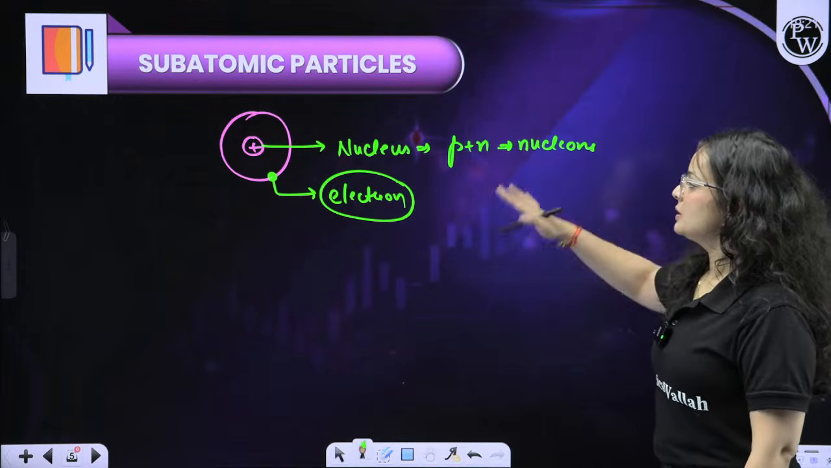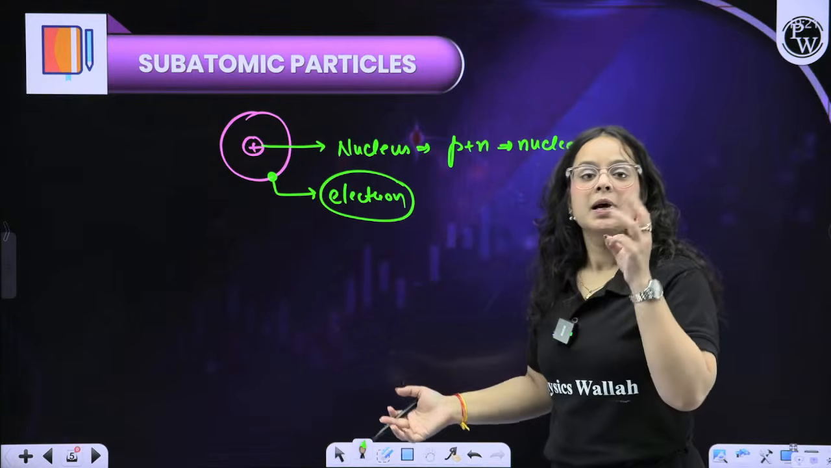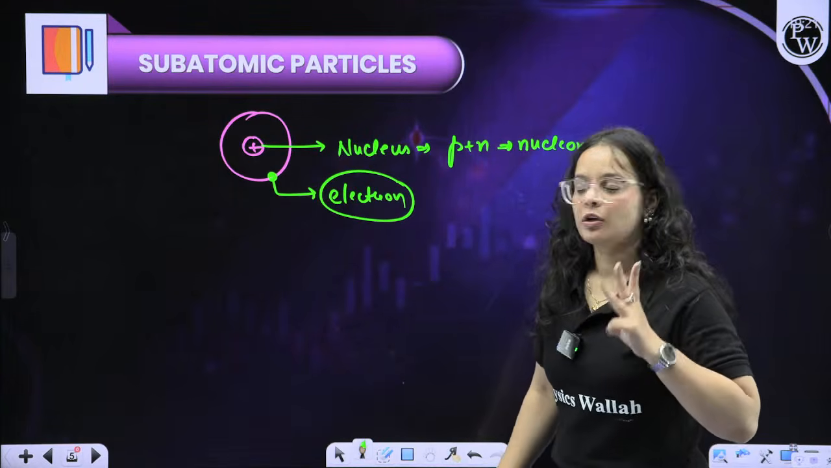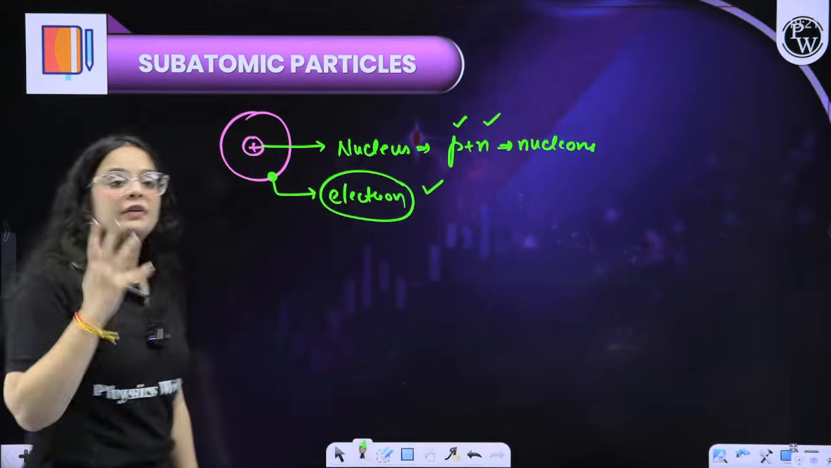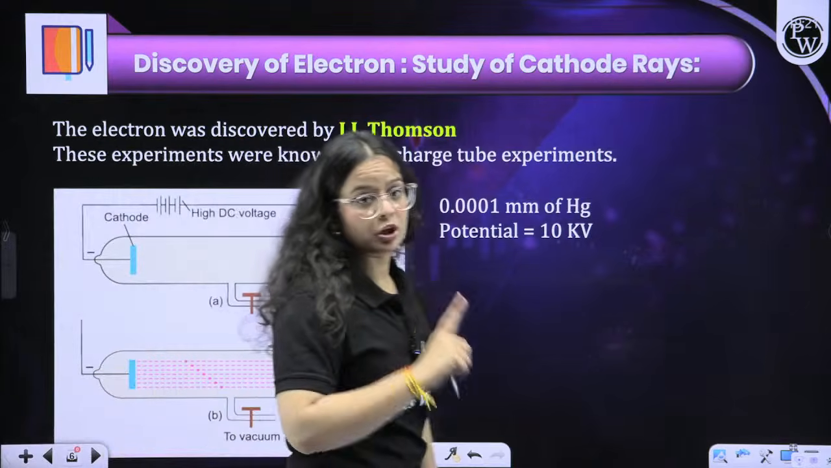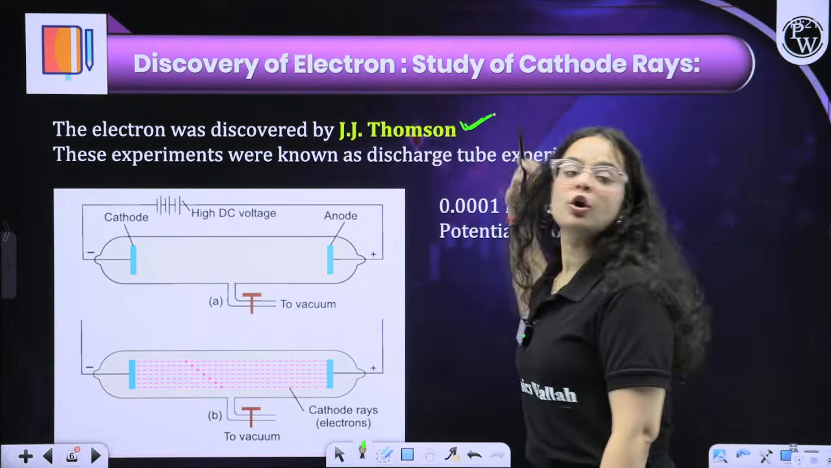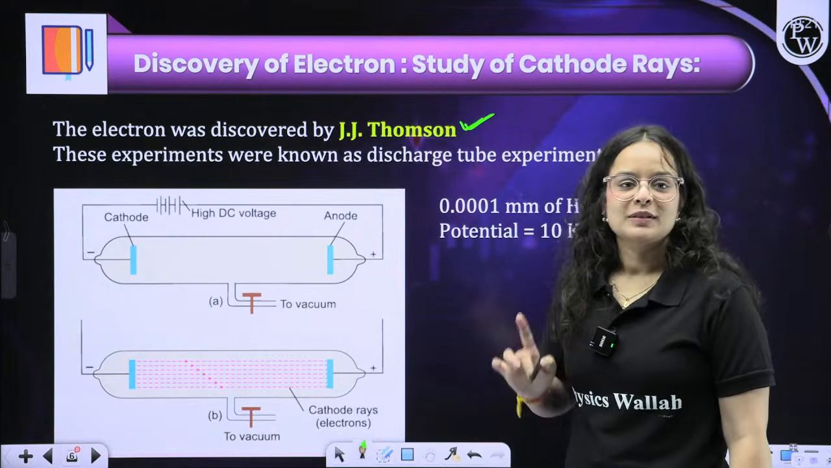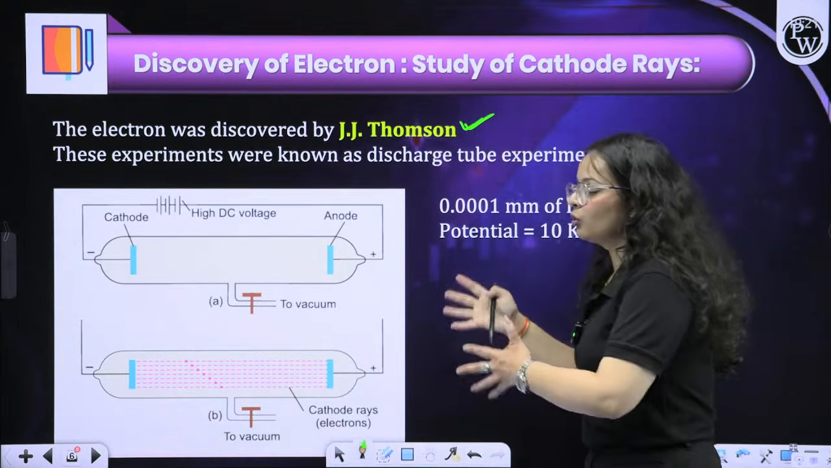Okay, so these are the subatomic particles, and there are many more, but the three main fundamental subatomic particles are electron, proton, and neutron. All three are fundamental subatomic particles. Starting with the discovery of the first subatomic particle, that is the electron. The electron was discovered by, you all know the scientist's name, J.J. Thomson, right? So J.J. Thomson was the scientist who first discovered it by the cathode ray tube experiment.